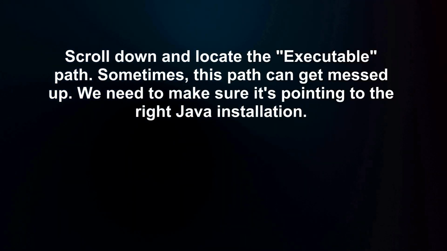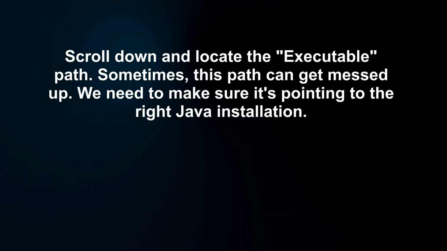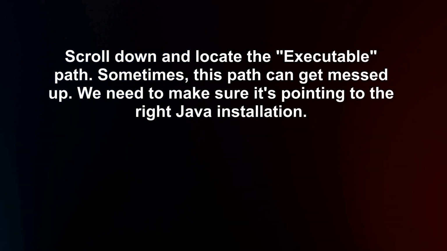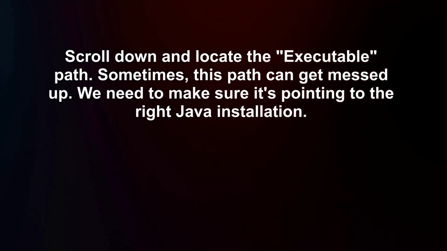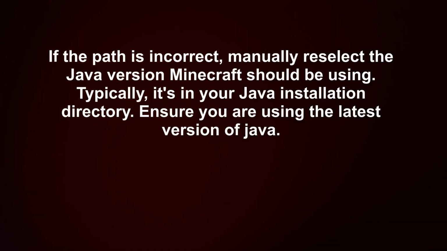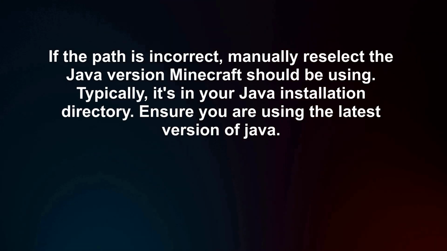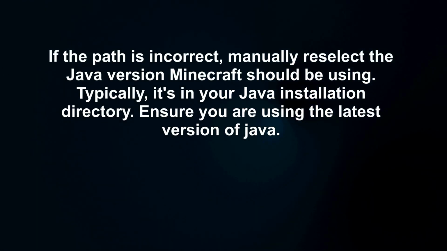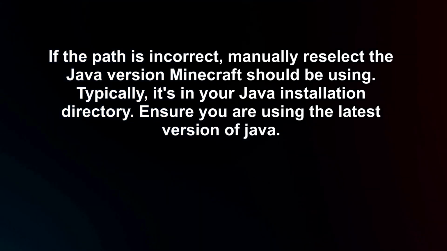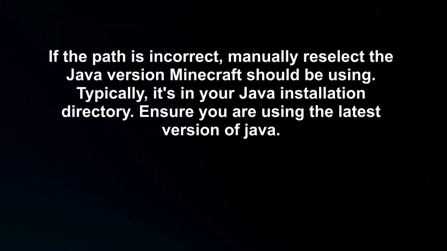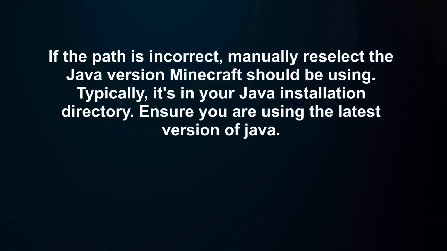Scroll down and locate the executable path. Sometimes, this path can get messed up. We need to make sure it's pointing to the right Java installation. If the path is incorrect, manually reselect the Java version Minecraft should be using. Typically, it's in your Java installation directory. Ensure you are using the latest version of Java.